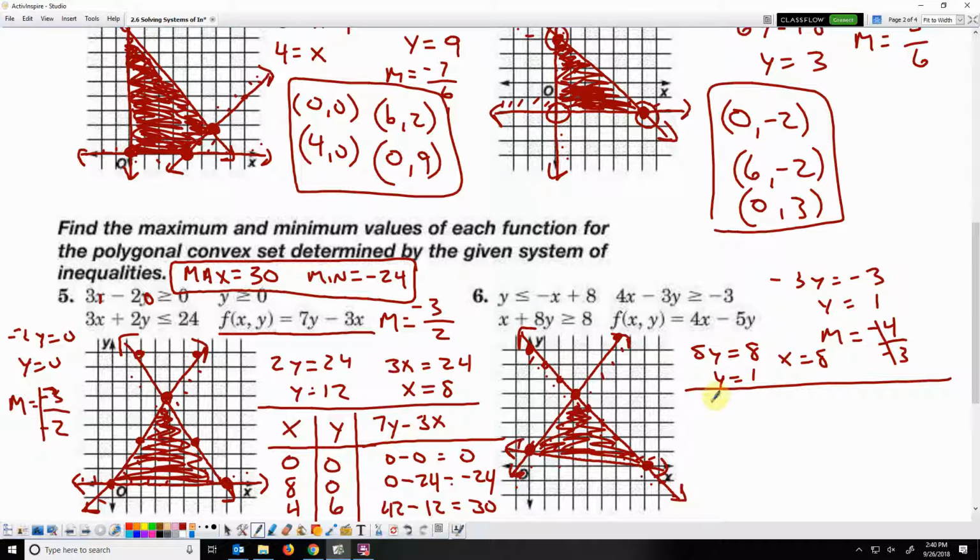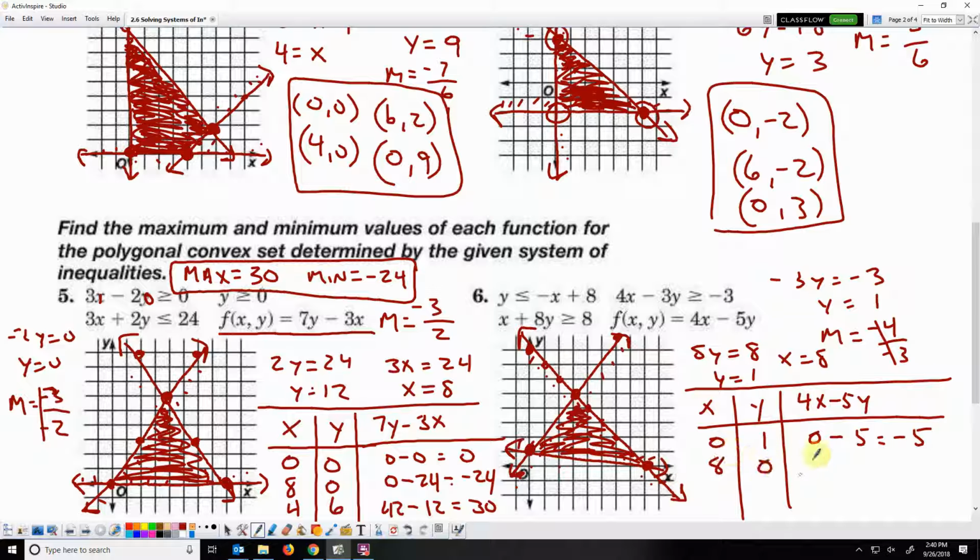So now we need to evaluate our function. Okay, so I've got coordinates here of 0, 1. So that's 4 times 0 minus 5 times 1. Then I've got coordinates here of 8, 0. So that's 4 times 8, which is 32, minus 5 times 0. So I get an output of 32 there.